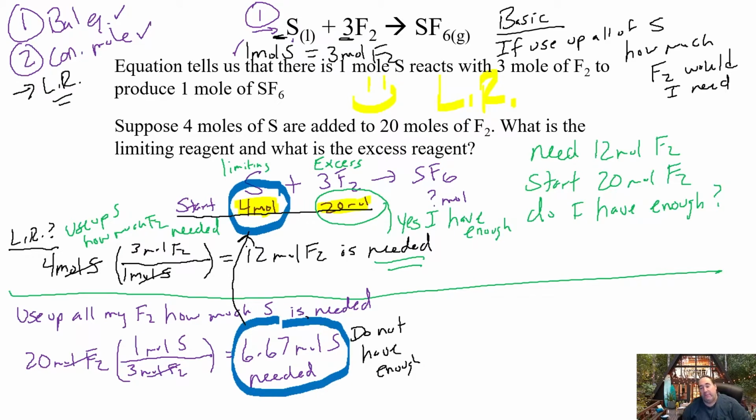And in this situation, if I were to have picked the fluorine to be used up and I did sulfur, how much I needed, I would not have enough. And that would tell me the exact same thing. Because I do not have enough, that means still the sulfur is my limiting reagent and the fluorine would be my excess. So in this method, to figure out the limiting reagent, you don't have to do both reactants.